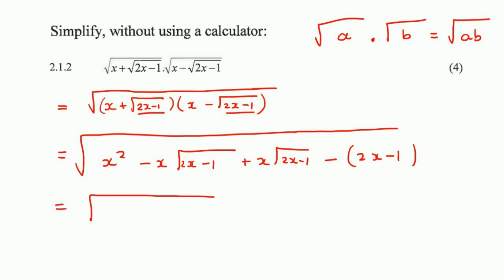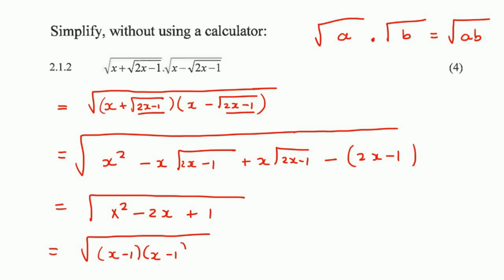Okay, so now we can just go ahead and neaten up. What I want you to notice is that this part and this part cancel out completely. So what we're left with now is x squared, and then minus 2x, and then plus 1. Now, if you go and factorize that, it's going to give you x minus 1 and another x minus 1. Now that is the same as x minus 1 to the power of 2.